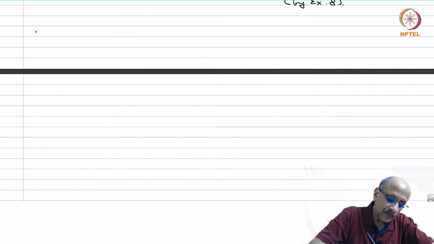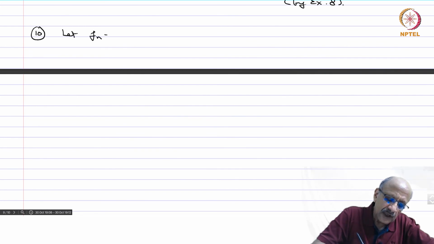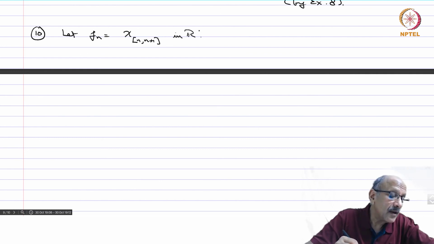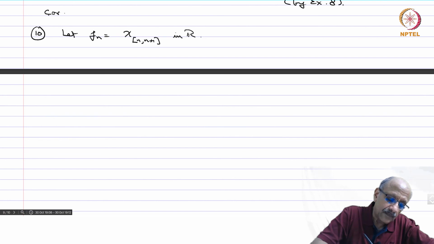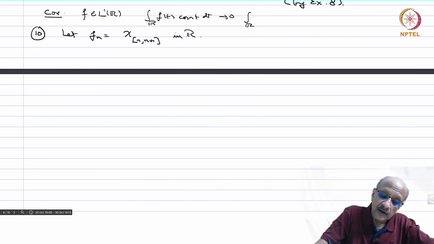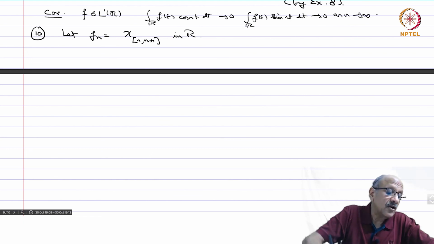Okay, so 10. Let f_n equal the characteristic function of the interval [n, n+1] in R. Before this, a corollary to the previous thing: if f is in L1 of R, then if you take the real and imaginary parts of that integral, the integral over R of f(t) cos nt dt tends to 0, and the integral over R of f(t) sin nt dt tends to 0 as n tends to infinity. Okay, that's the corollary of the previous exercise.